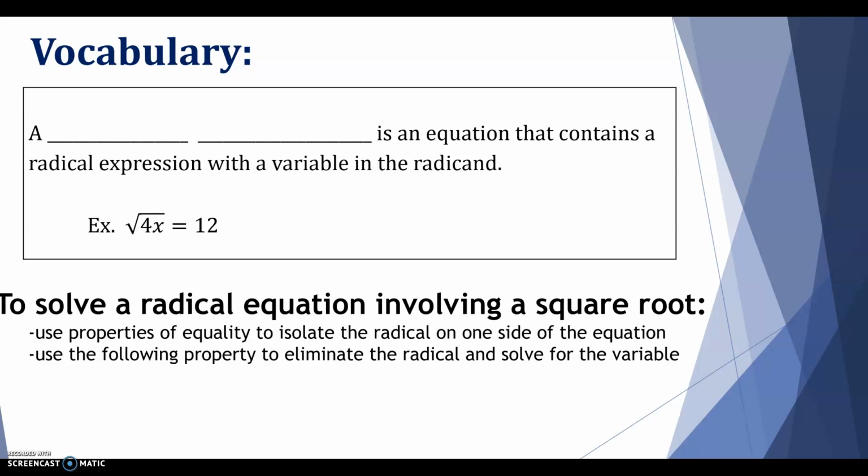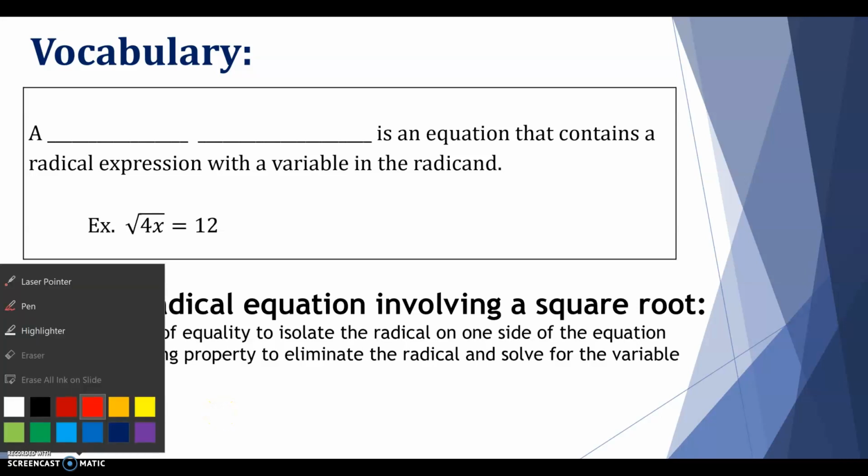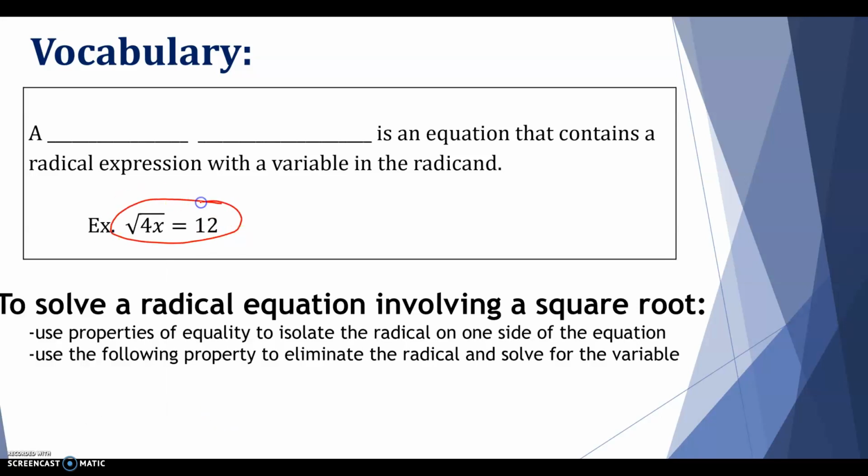But before that, one vocab word. A blank is an equation that contains a radical expression with a variable in the radicand. So if you look at this problem right here, it looks a little bit different than usual. You do have an equal sign, you do have an x, and you do have some numbers, but there is a radical. So you would have to solve this by removing the radical and getting x by itself. What you would call this is a radical equation.